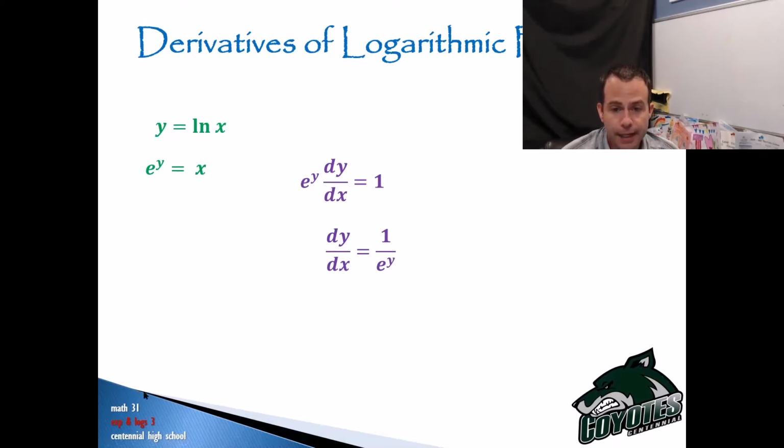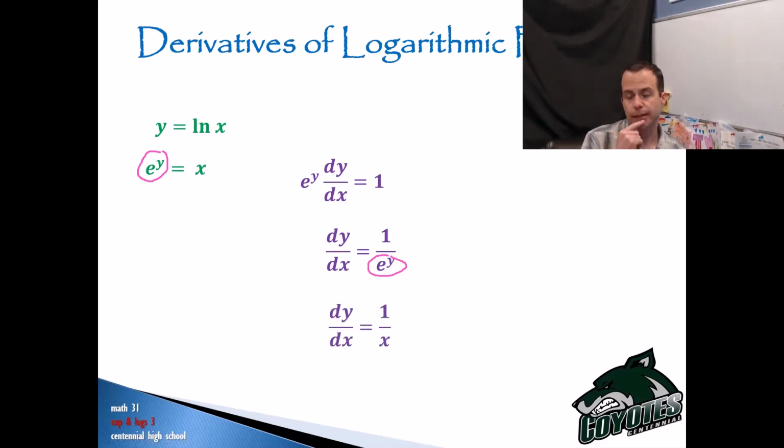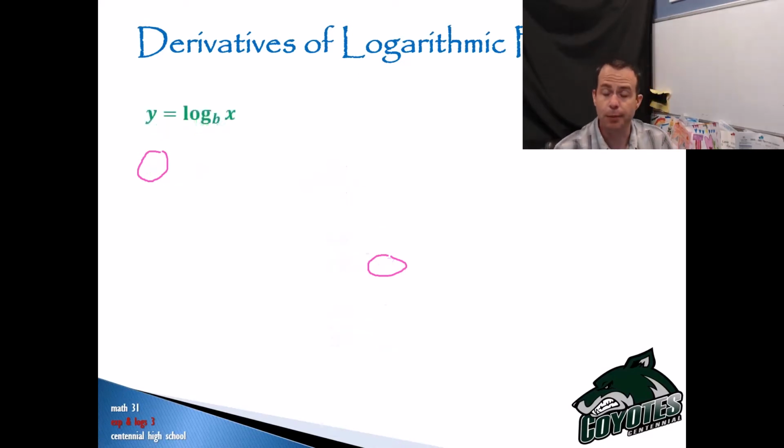Okay, but we said we wanted to set this up so that I did not have any y's. So what does e to the y equal? Well, e to the y equals x. So we just discovered that the derivative of ln x is 1 over x. Okay, the derivative of ln x is 1 over x. That's the first one we want to discover.